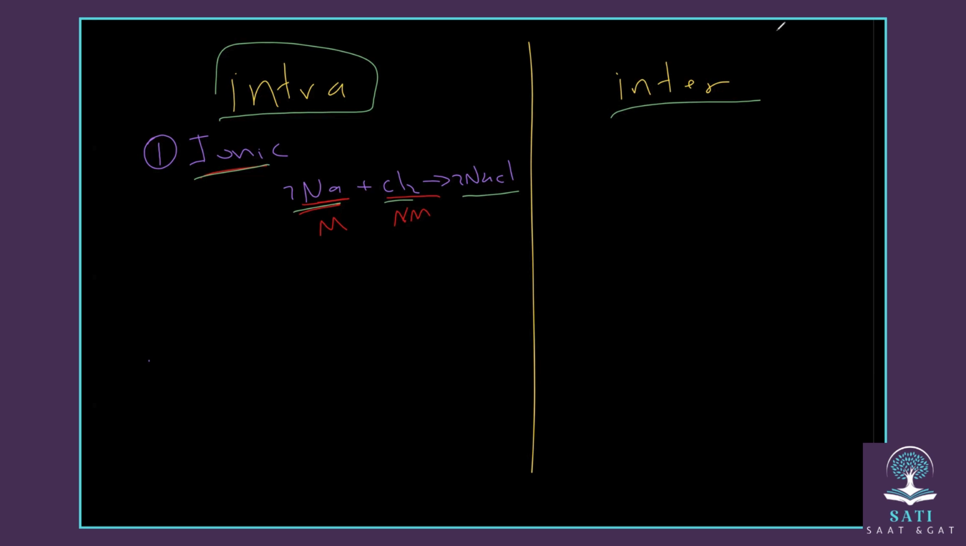So ionic is when there is a metal and a non-metal, they react together and they produce a compound, or they produce a product. In this case, the bond between its components will be what? Ionic.